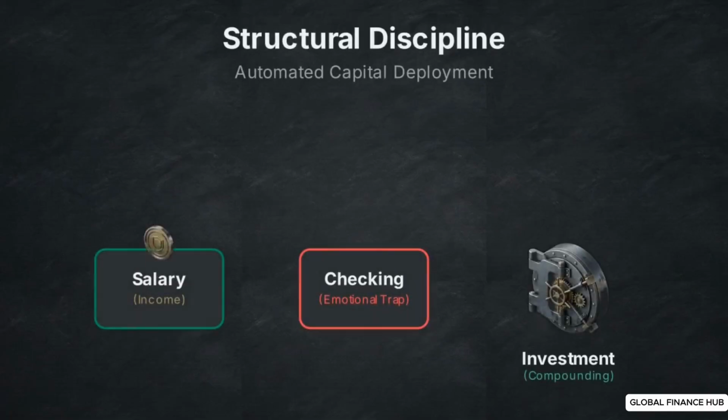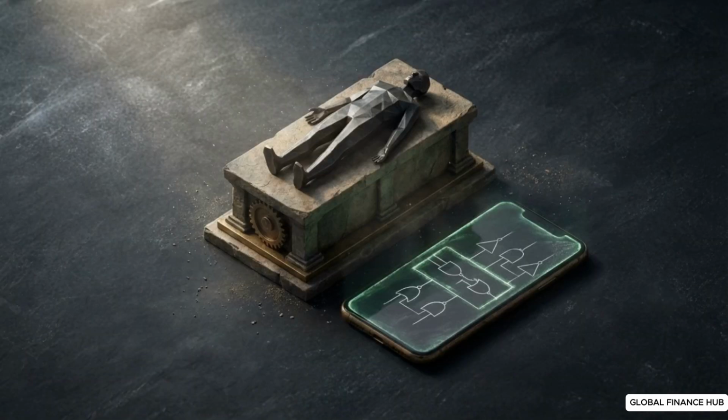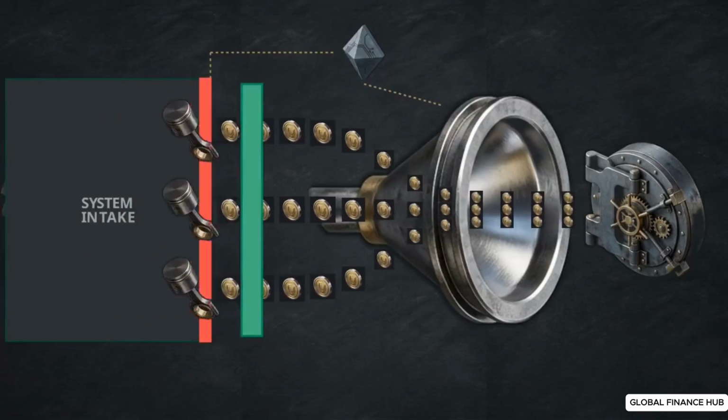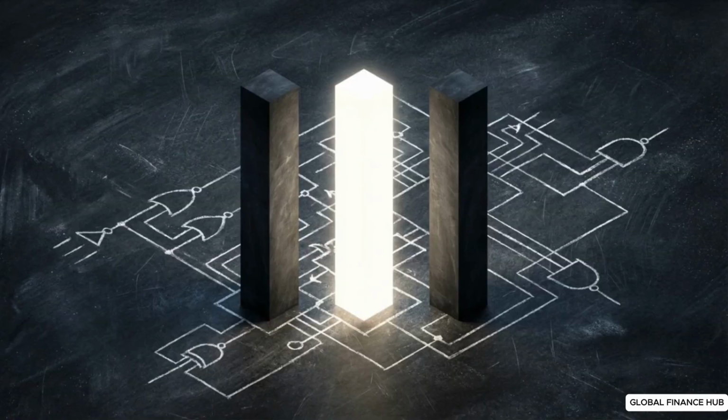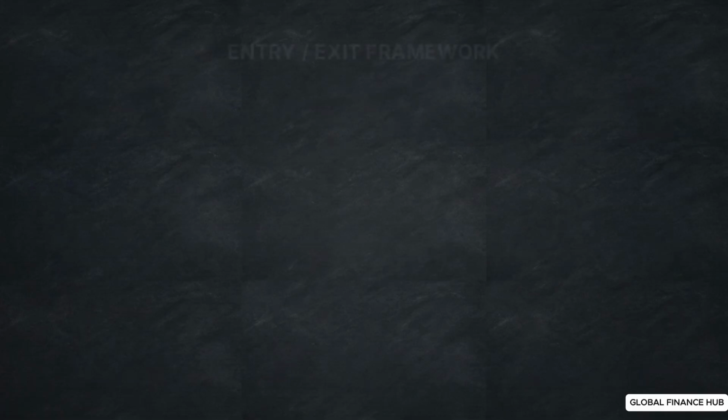You must automatically extract and invest your contributions before the capital ever reaches your checking account. You cannot rely on feeling motivated. The architecture of your accounts must move the money forcefully. Step 2 is defining your preset rules. You have to write your investment algorithm in advance, during a period when you are calm and rational. This is an entry-exit framework.